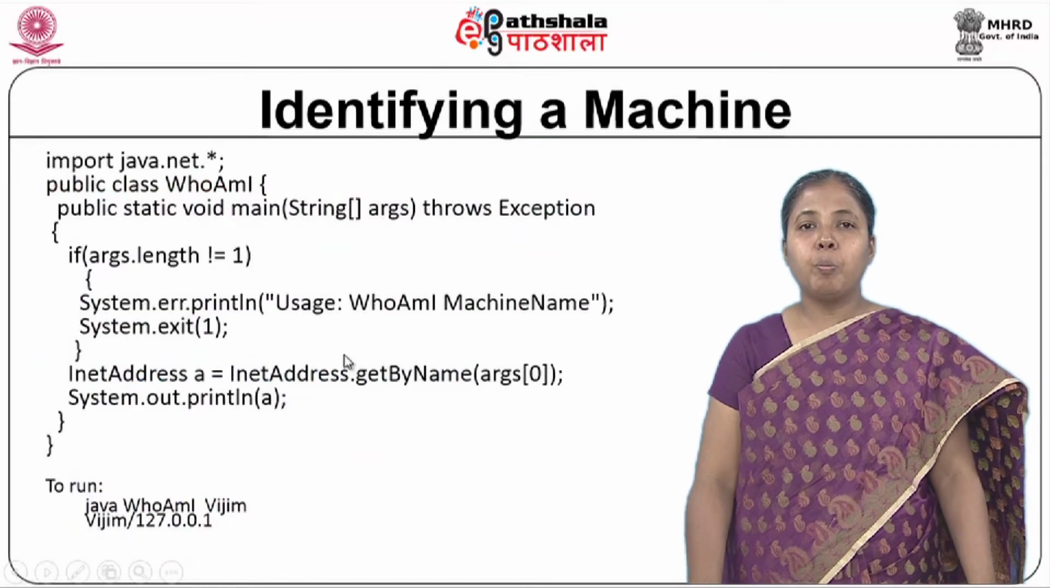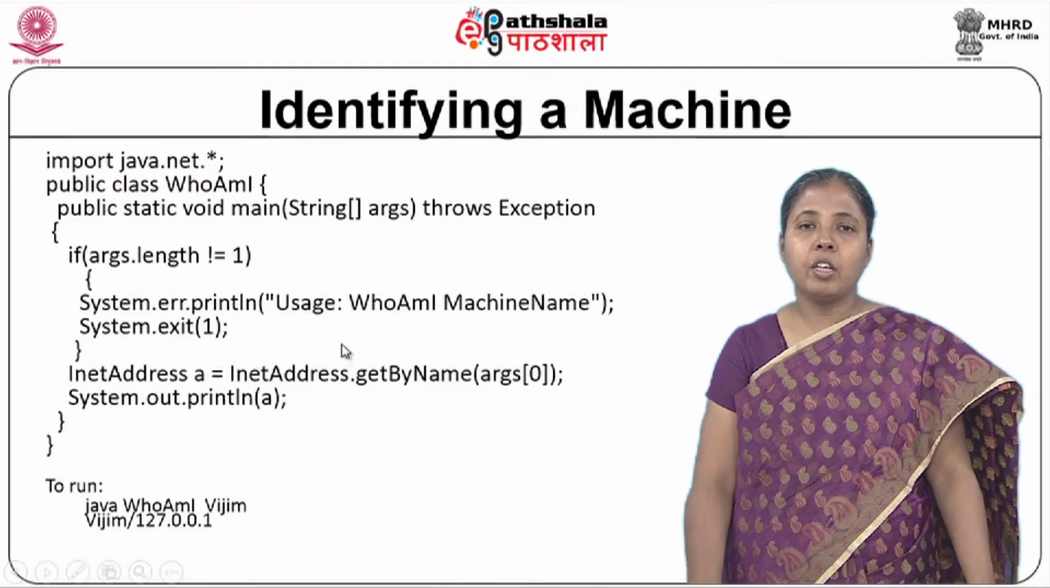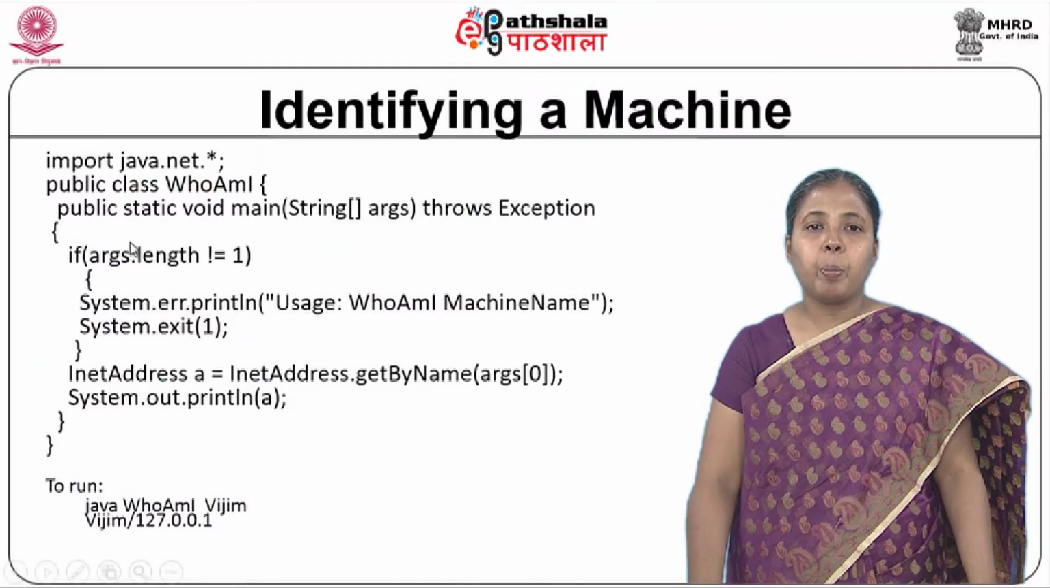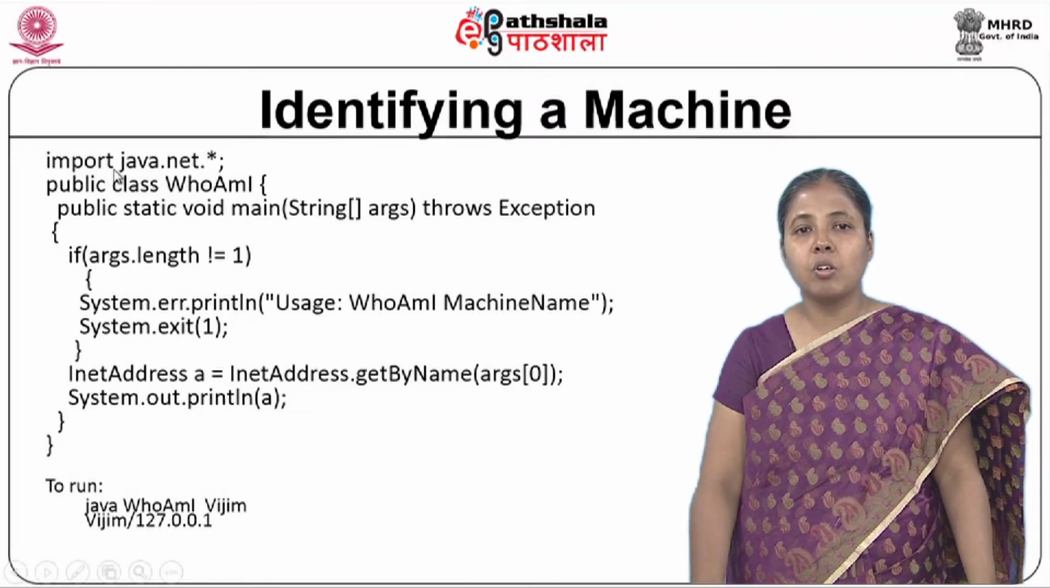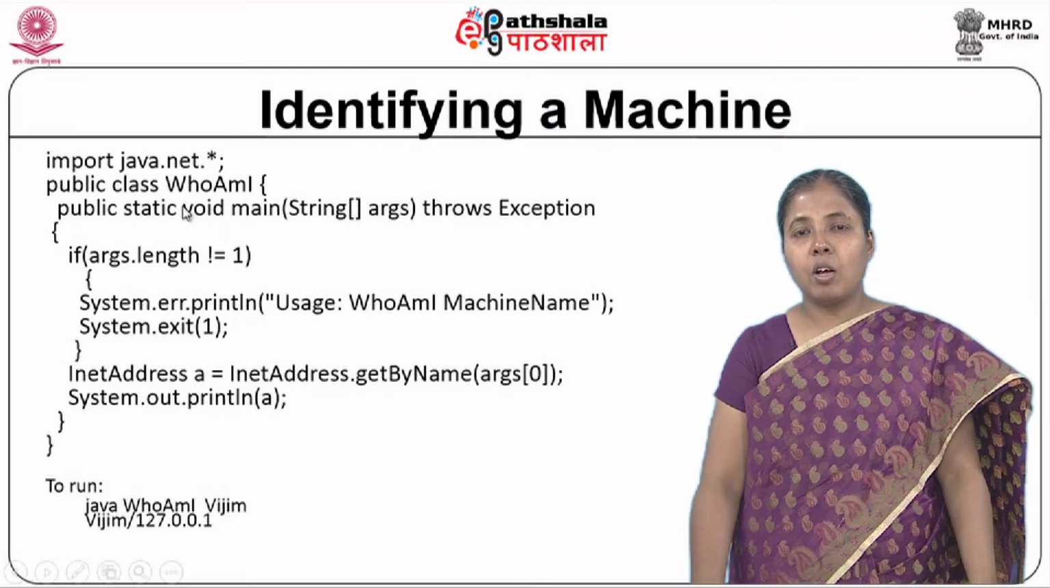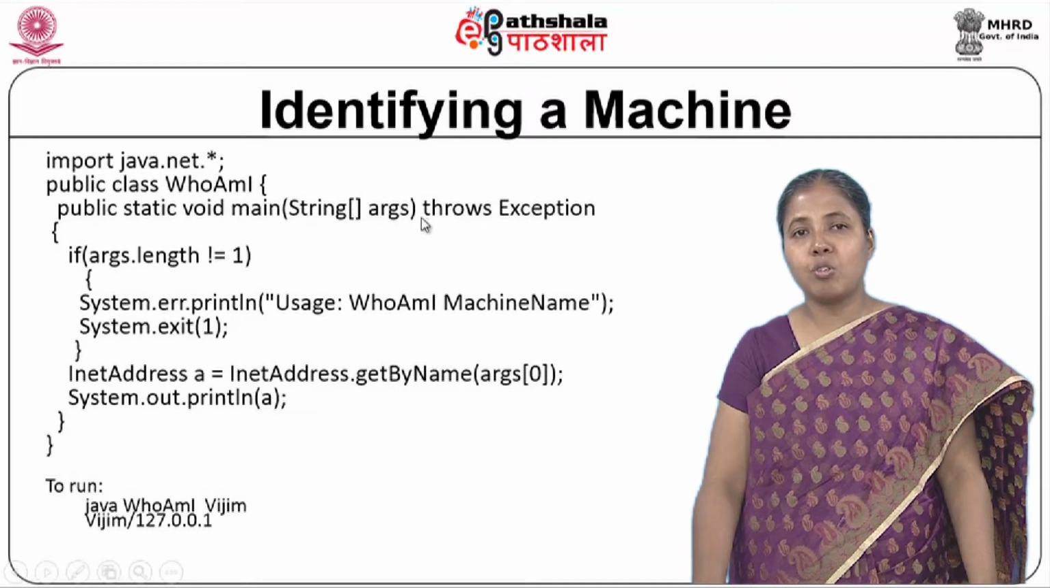Now, this is a simple program to identify the machine in which I am working. Whenever you want to use any of these classes, first import the net package. So, import java.net.*, and then you give a class name within which you have a main method. Coming here, you want to give the name of the machine in the command line. So, the command line argument is received in the args array, which is a string array.